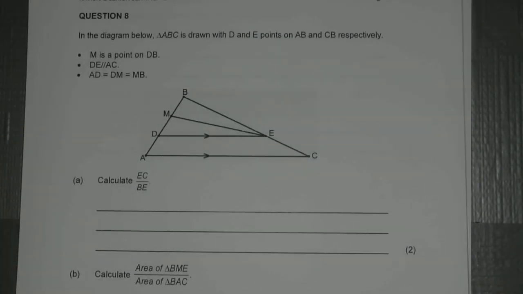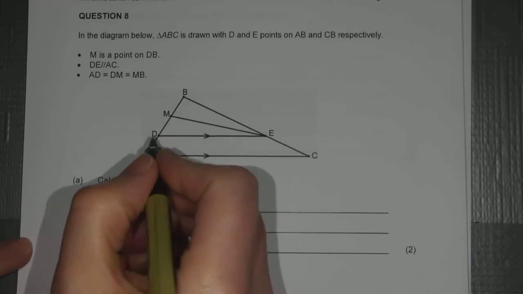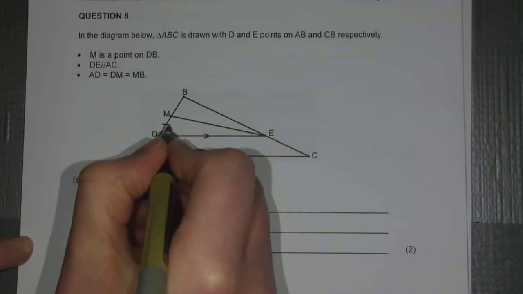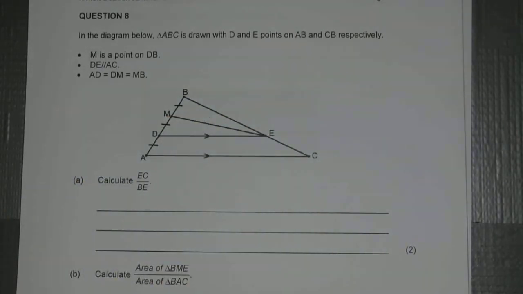Okay, so in question 8, in the diagram below, triangle ABC is drawn with D and E points on AB and CB respectively. M is a point on DB, DE is parallel to AC, which they've indicated, and then something again they haven't indicated. So you always have to expect there's always going to be one piece of information in the birthday card that is not on the diagram. So you have to read through the birthday card. So they told you AD is equal to DM is equal to MB. Okay, so those 3 little line segments are all equal to each other. Now they wanted to calculate EC over BE. So you guys, again, try.